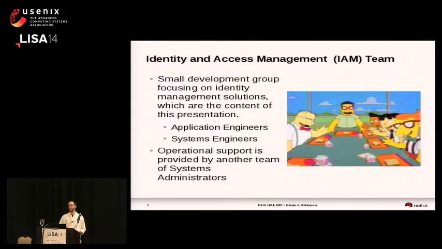So doing what Red Hat IT likes to do, we reorged. We formed a very small identity and access management team consisting of 5 people. We have application engineers and systems engineers, really 2 of each. And our mission is to build, deploy, and really manage these identity management solutions going forward. Our production operations teams provide operational support for these, but we're obviously engaged in the process in a very DevOpsy model.